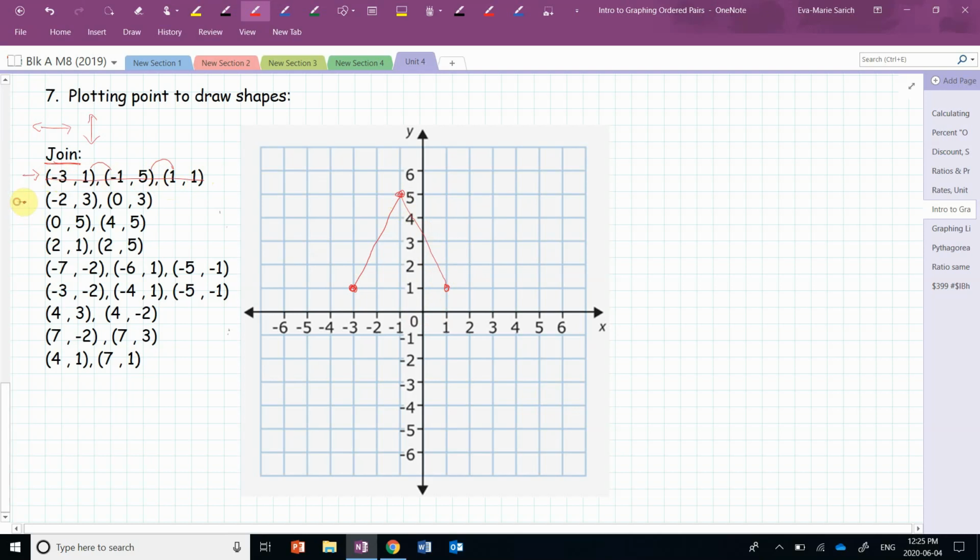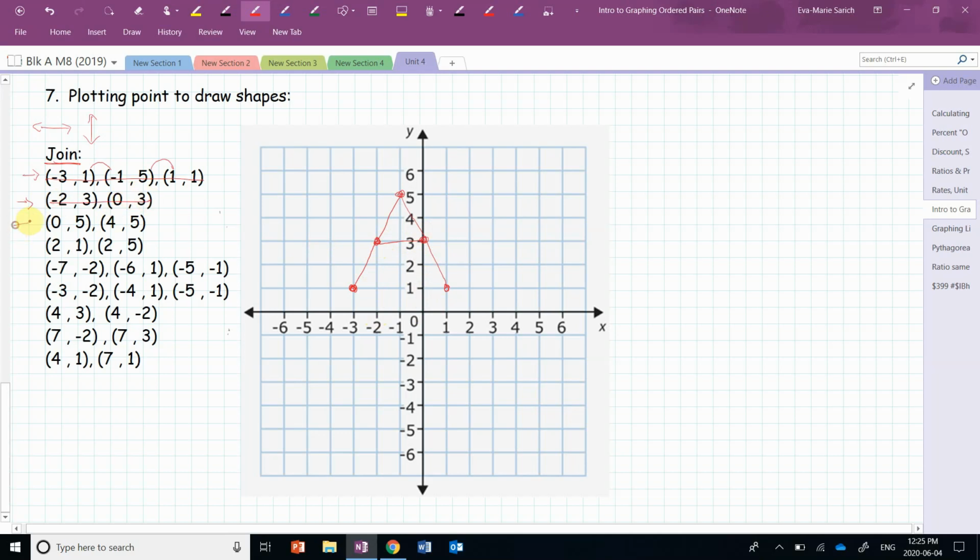Okay, so starting all over again, now I'm going to go to -2, 3. So that means go left 2, go up 3, there's my point. Then I'm going to go 0, 3. So 0 left or right, and up 1, 2, 3. There's my next point, and I'm going to connect it. Okay, I've connected those 2.